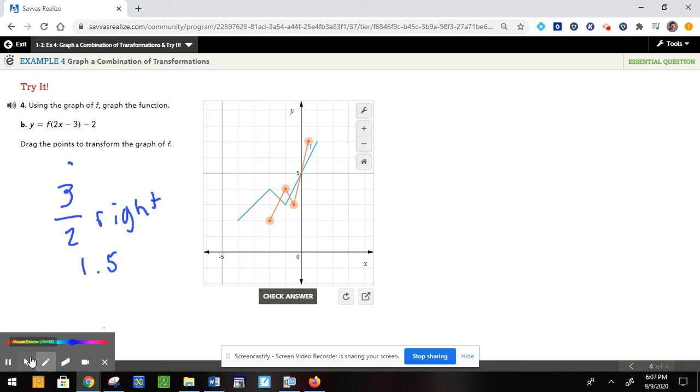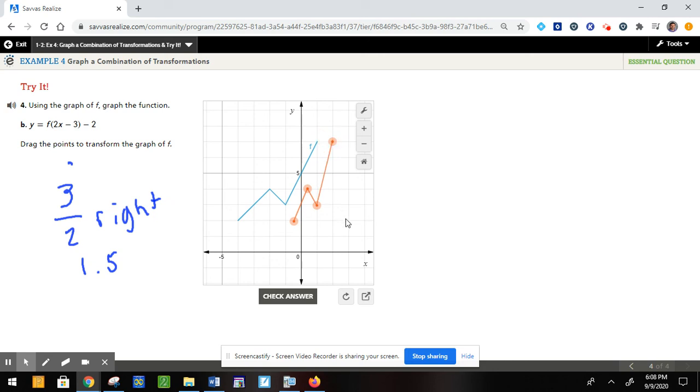So this point will move 1.5 to the right. This point will move 1.5. So I'm going to think about it as a half and then another 1. Okay. This point will move 1.5. And this point will move a half and then a 1.